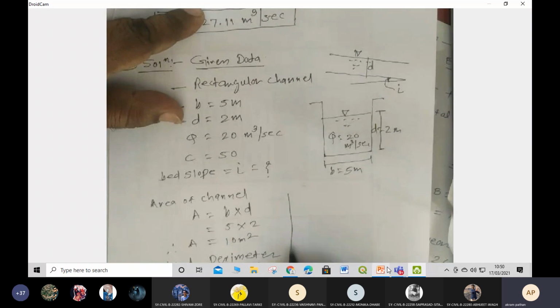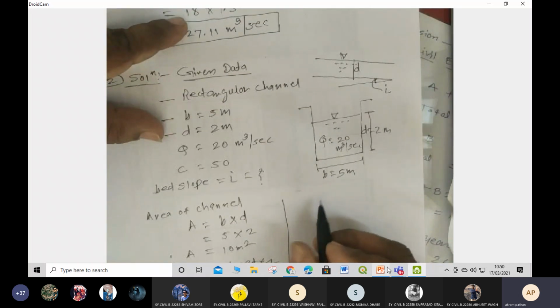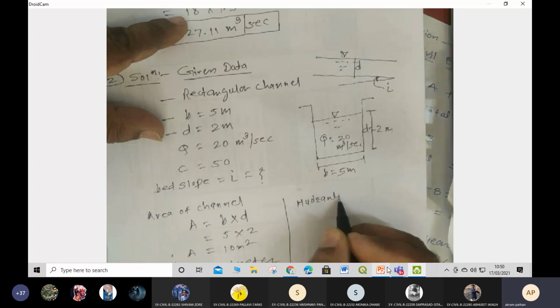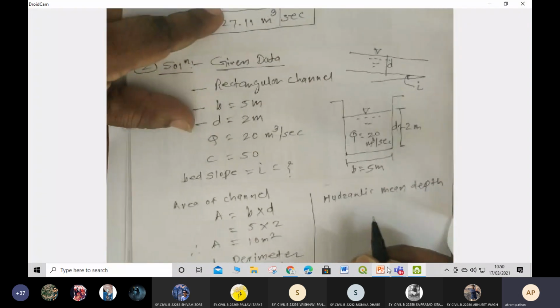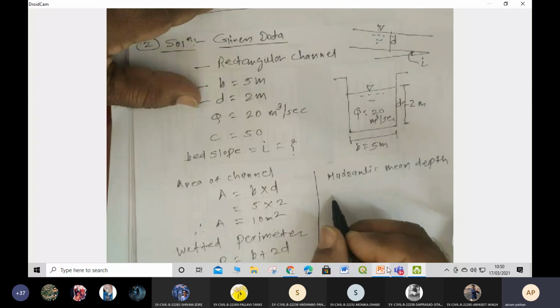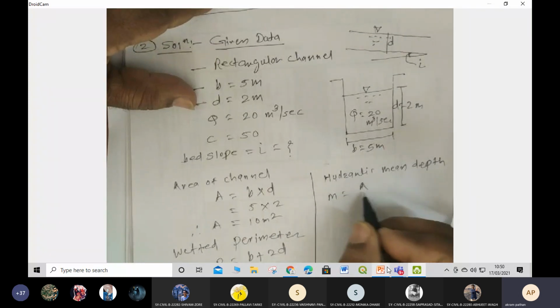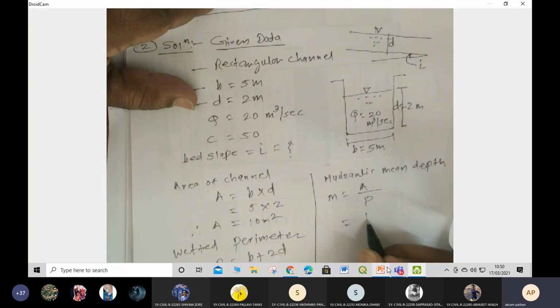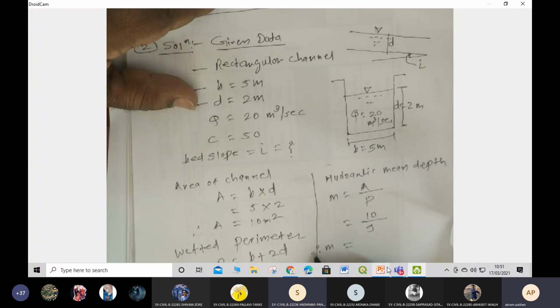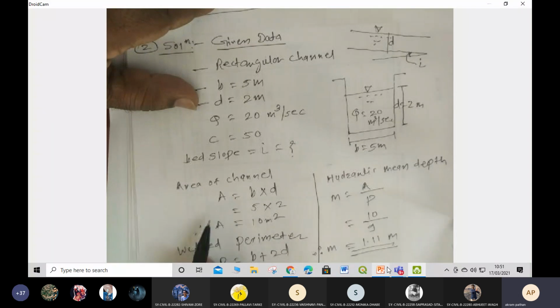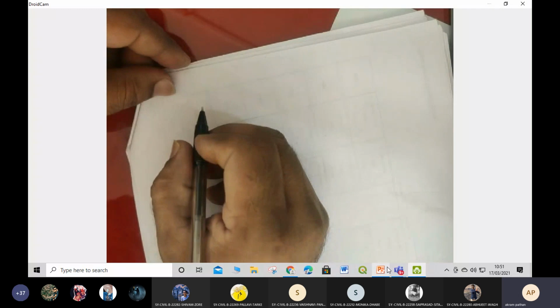Then we have to calculate the hydraulic mean depth. So what is hydraulic mean depth? Hydraulic mean depth, M, is area divided by the perimeter. So area is 10 divided by perimeter is 9. So 10 by 9, how much is it? 1.11 meter. Okay. So once we have the hydraulic mean depth, area and perimeter, then we can compute the velocity and we can compute the bed slope of the channel.